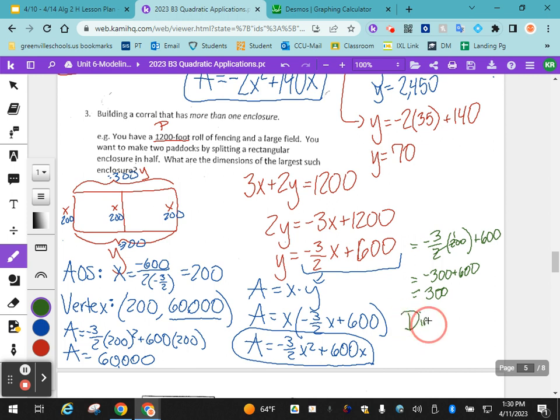So my dimensions are 200 feet by 300 feet. And then the largest area is 60,000 square feet.